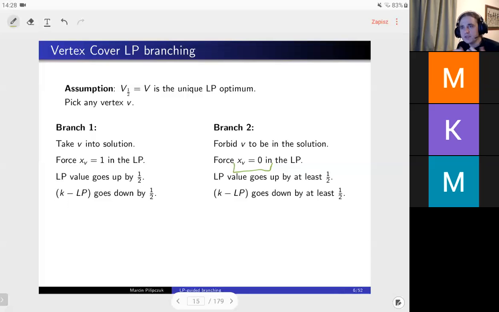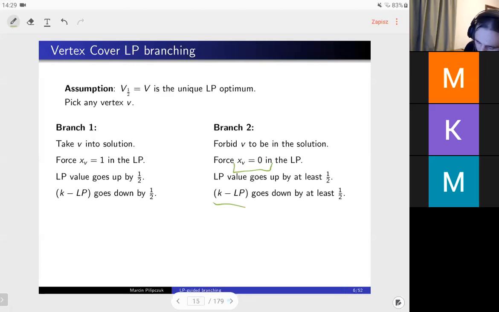So we have the same analysis again. We add some forcing, and the LP went up by half. K stayed the same, and now we take all the guys with value 1 into the solution, and every such guy decreases the LP by 1 and decreases K by 1. So this keeps the difference the same, which means that in this branch also the excess over the LP value decreases by half. Okay, so this is an excellent measure. We have a branching with branching factor 2, and in both options, the excess over the LP, K minus LP, decreases by half.